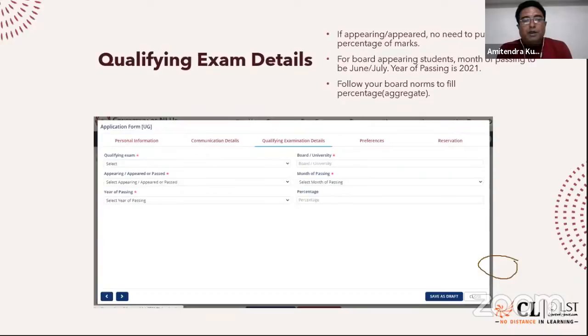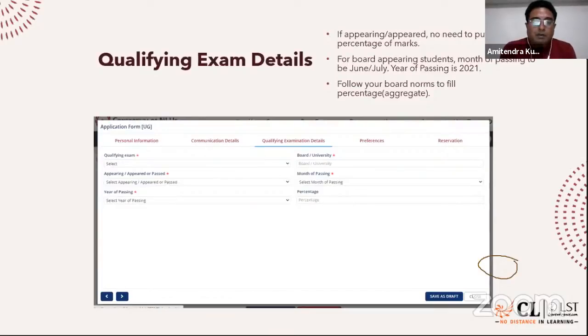If you have appeared already, it may be 2020 or maybe 2021. I am sure 2021 would be the case. If you are appearing for the board examination in the coming month, select the tentative result timing from the month drop down, and your year of passing definitely becomes 2021.